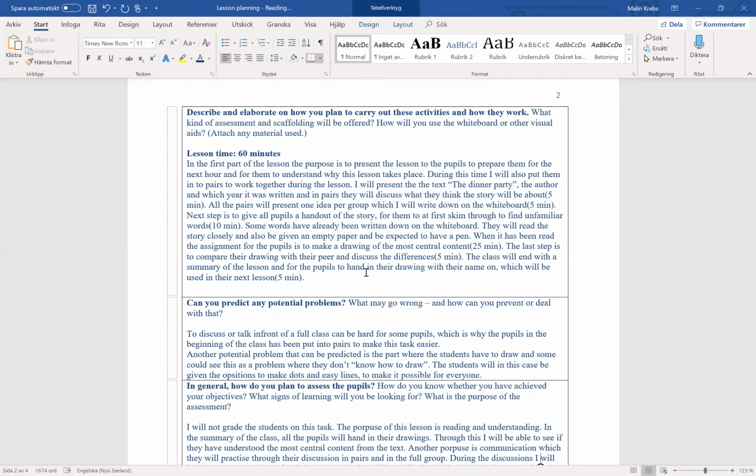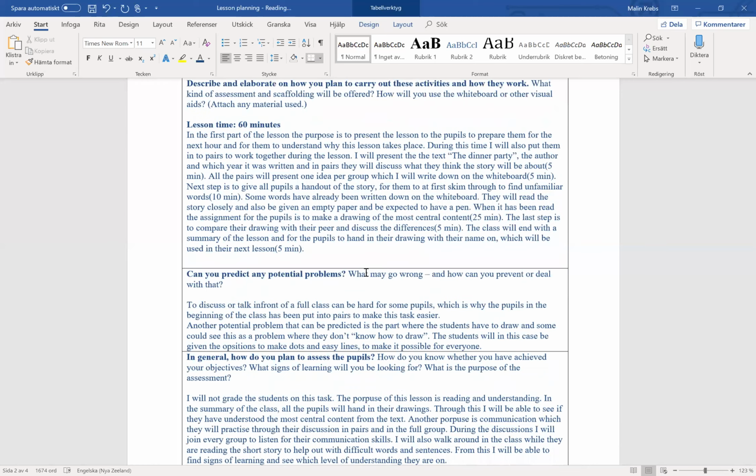The last step is to compare the drawings with the pair and discuss the differences. The class will end with a summary of the lesson and for the pupils to hand in their drawings with their name on, which will be used in their next lesson.